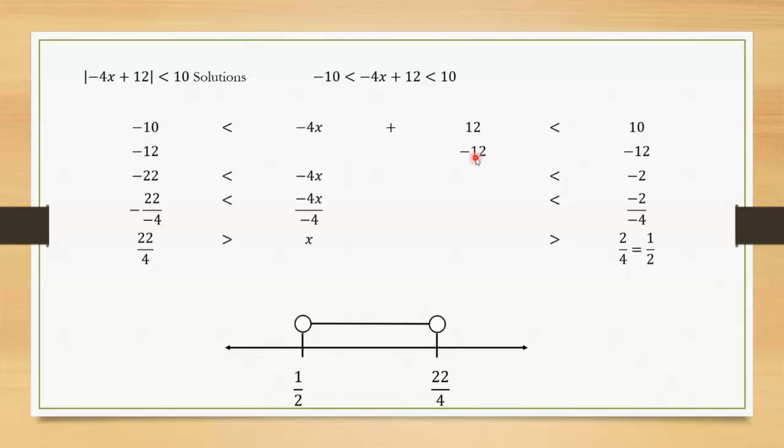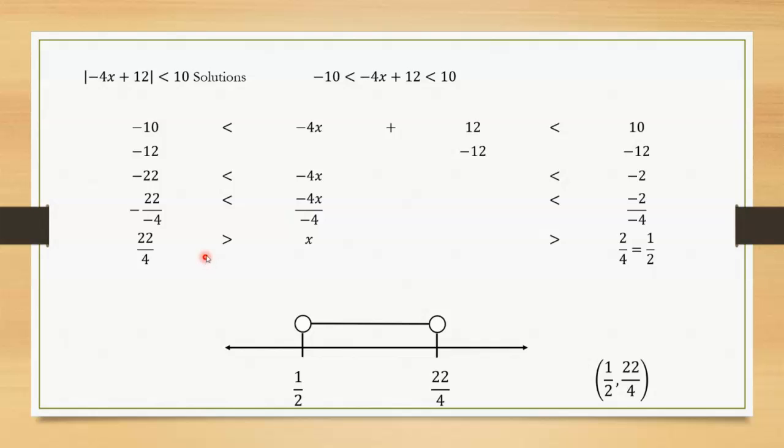Doing so, we're going to get negative 4x in the middle, negative 22 on the left, and negative 2 on the right side. What's next? We divide by negative 4. And again, you're dividing by a negative, right? If you multiply or divide by a negative, you have to flip the inequality symbol, invert it, or turn it around. That's what I'm doing here, see? So we get x in the middle, less than 22 over 4, greater than a half.